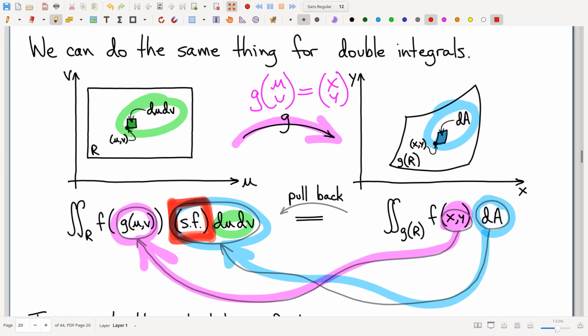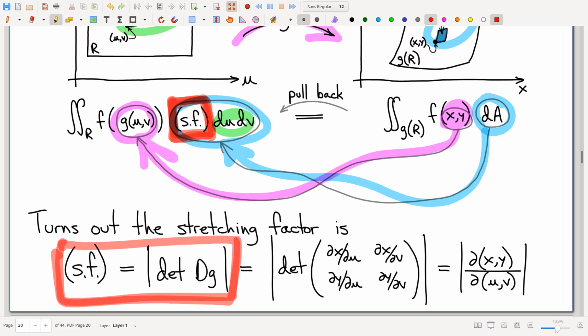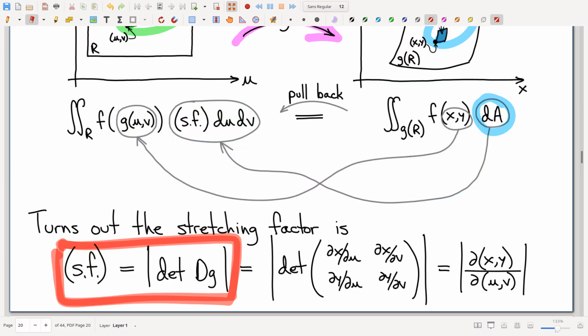For now, just to get the ball rolling, I'm going to throw it out there. I'm just going to write down a formula, ask you to trust me, and we will fill in the blank eventually. And here it is. The stretching factor is the absolute value of the determinant of the derivative matrix of your change of variables function. So for the moment, just take my word for it. Again, we will fill in that argument later. Okay. We're basically ready to get going on an example at this point.